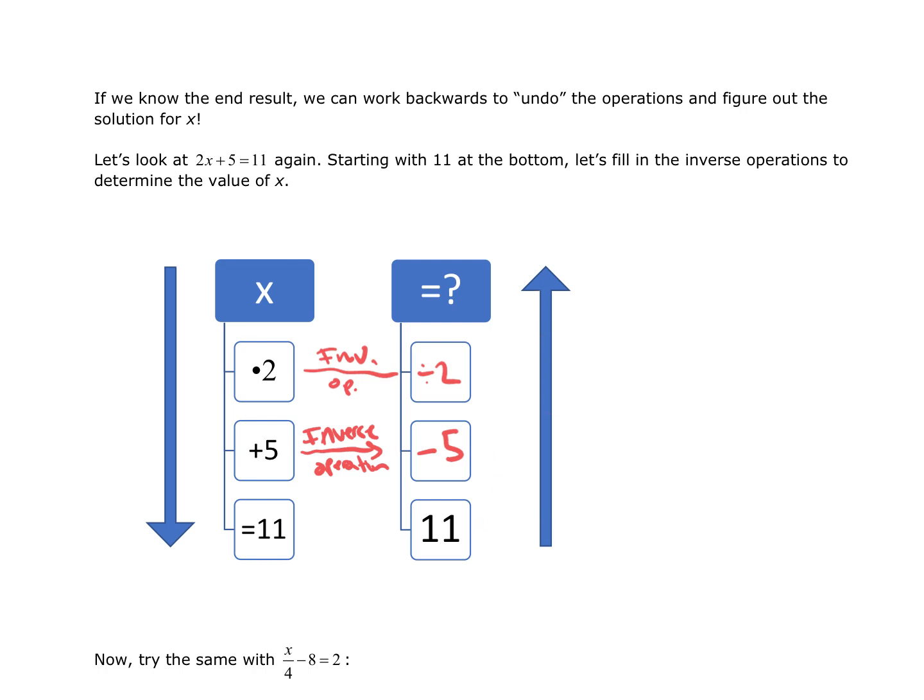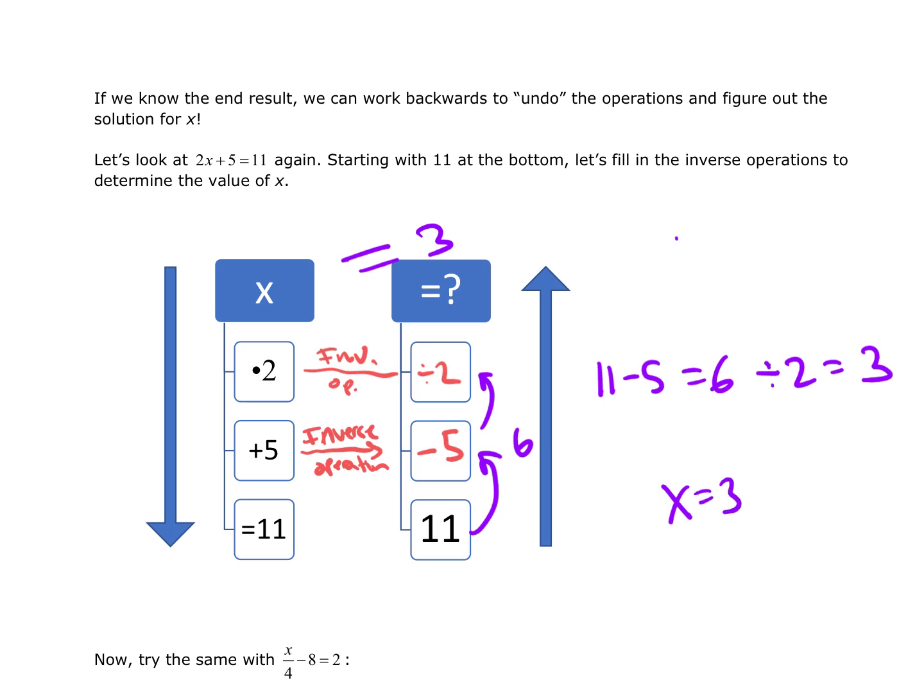The first thing it says to do is 11 minus 5, which gets you 6. And then it says to take that answer and divide it by 2. So 6 divided by 2 is 3. And so my answer is x equals 3. Let's write it off to the side here. 11 minus 5 equals 6, and then 6 divided by 2 equals 3. And that's my answer. That's what x equals.